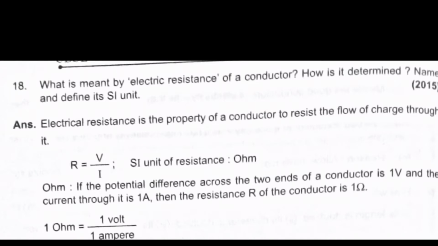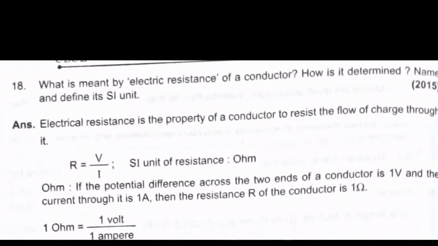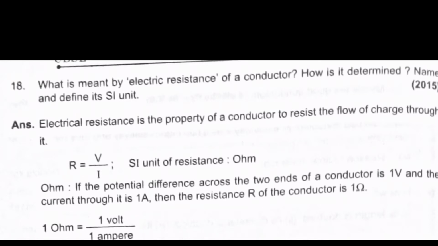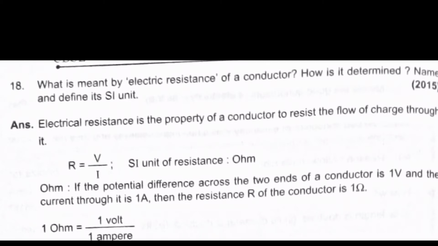Okay, the question is asked in 2015. And the question is, what is meant by electric resistance of a conductor? How is it determined? Name and define its SI unit. Now we have 3 questions in it, right? So we can answer one by one. What was the first question?